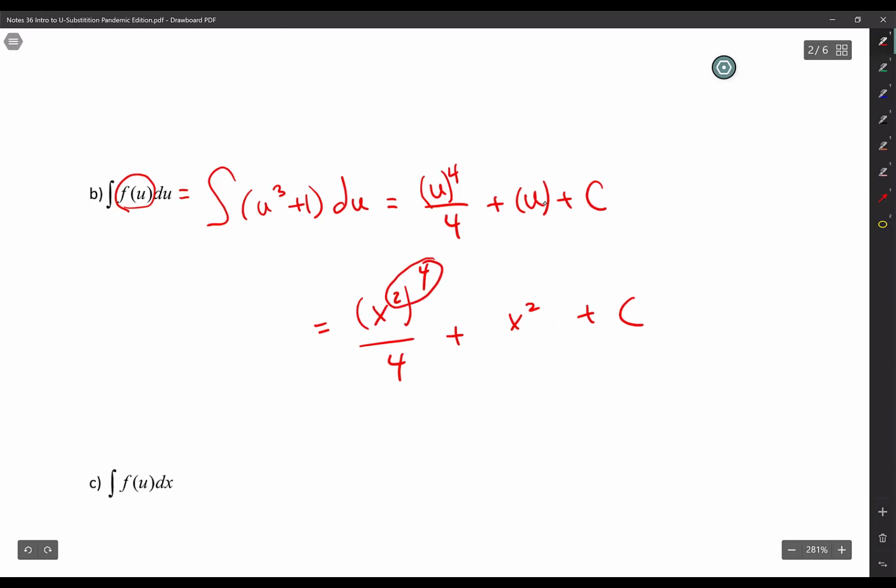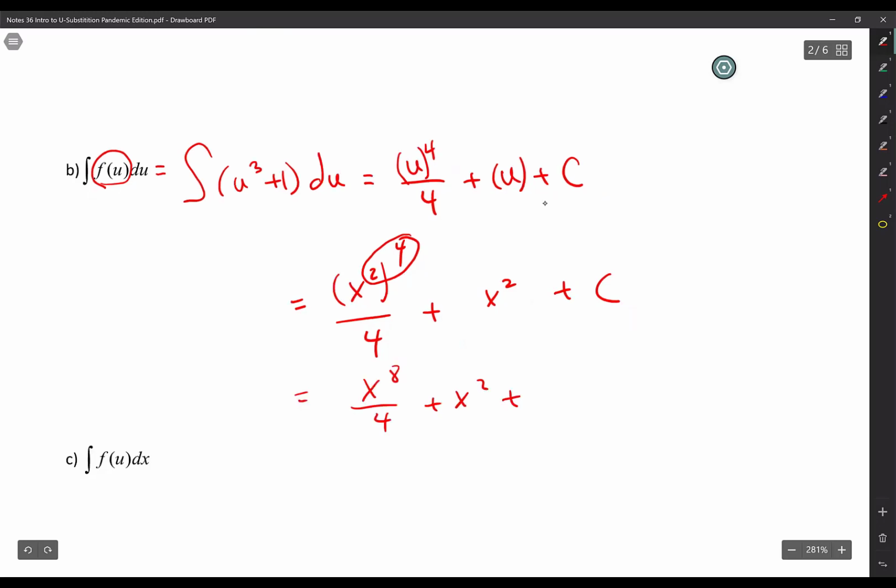4 times 2 is 8. So this is just going to be x to the 8th over 4 plus x squared plus c. So as you can see, you got to know a little bit of algebra, guys. If your algebra is not very good, you're going to have a hard time.